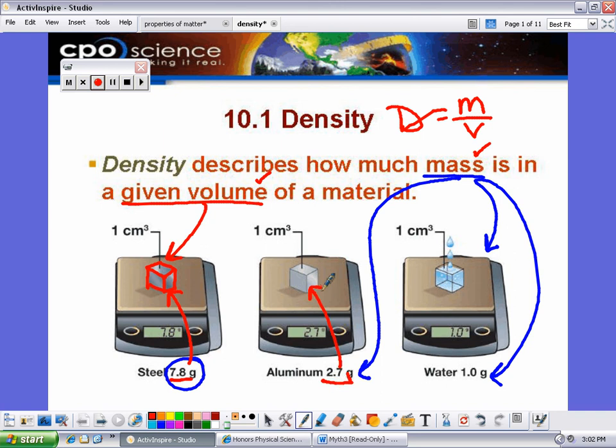Aluminum, you only have 2.7 that fits inside of that cube. That says something about the size of the molecules of these substances. If you can fit more grams of steel into that cube than aluminum, that's telling you that steel is more compact, obviously meaning it's more dense, where aluminum's molecules are a little bit larger, take up more space, so less of them can fit into that same size cube of the given volume.